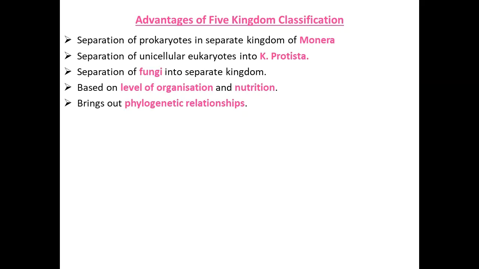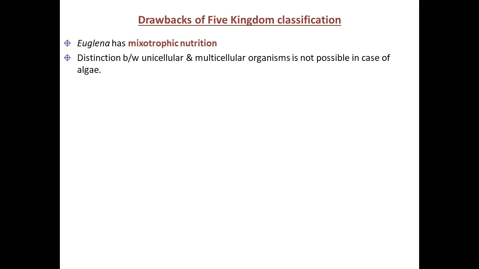Okay, clear? Now if we consider the drawbacks of the five kingdom classification, one example is Euglena, which is the connecting link between plants and animals, because it has a mixotrophic mode of nutrition, meaning a mixed mode of nutrition, that is autotrophic as well as heterotrophic. The five kingdom classification is also not able to distinguish between unicellular and multicellular organisms, especially in the case of algae.